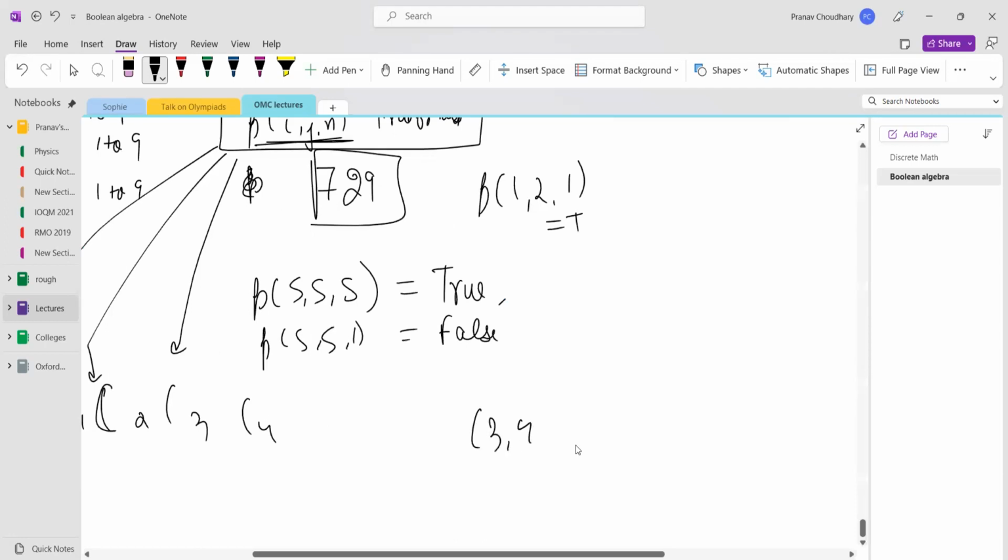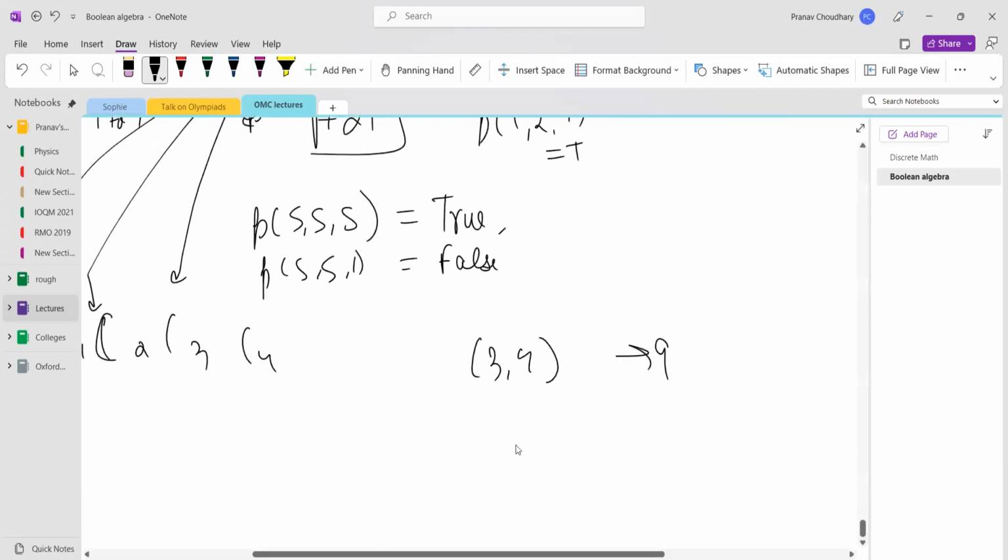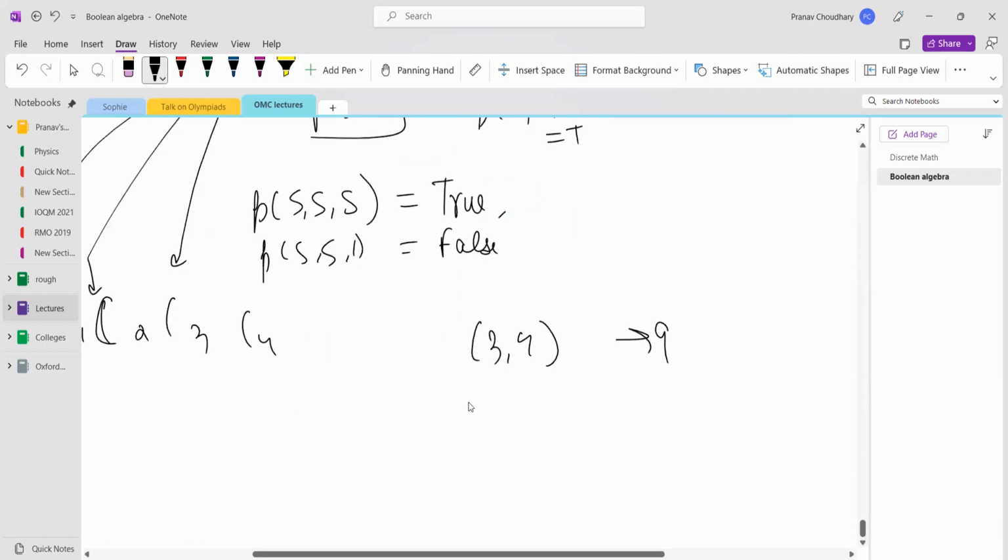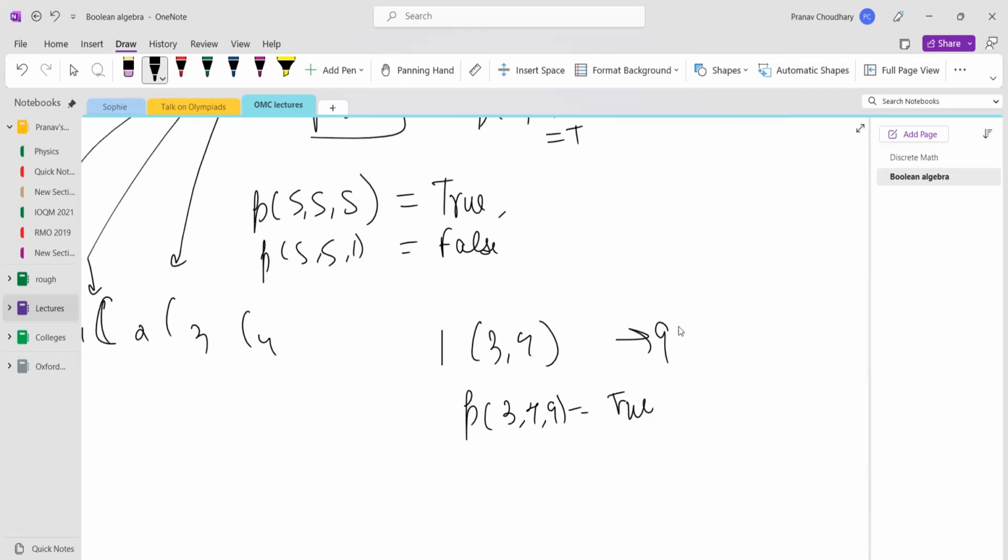But once you're given that some particular cell, let's say (3, 4), has value 9, what we can do is reduce our work and just assign P(3, 4, 9) as true. We do not need to check the false case because we already know that this block has 9 from before. And we can just iterate the other things.